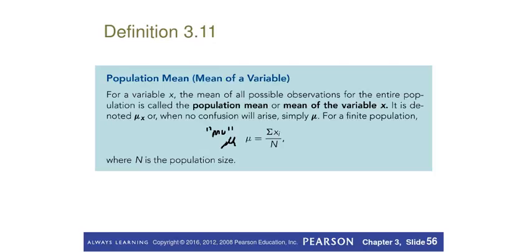For our population mean, we take the sum of all of our population data points and we divide it by capital N. Capital N is the entire population size right here. So that is one difference between how we get it. But it's still a mean in the sense that it's an arithmetic mean. We take the sum of all the values in that population and divide by the size of the population.